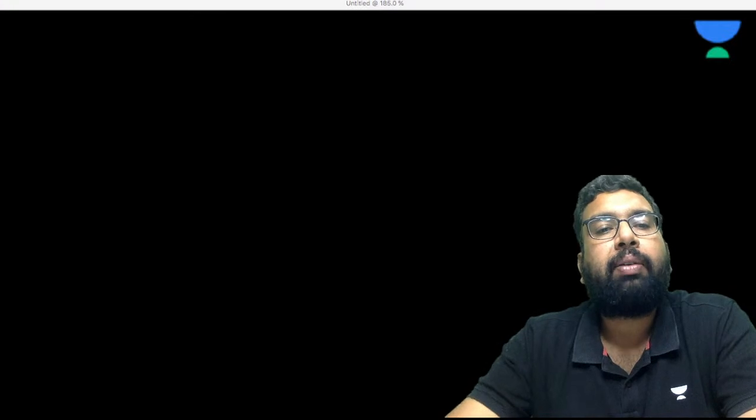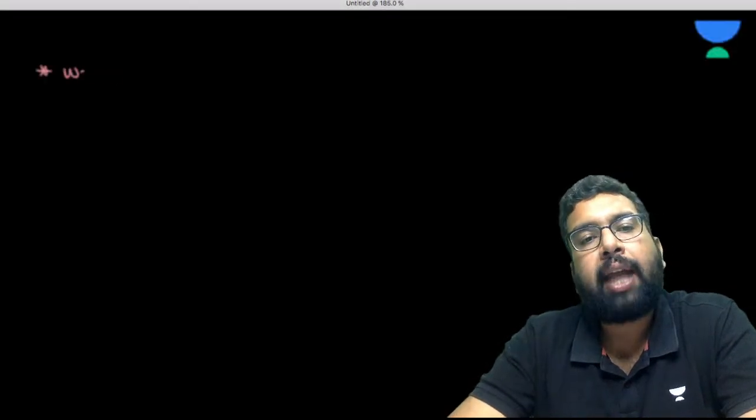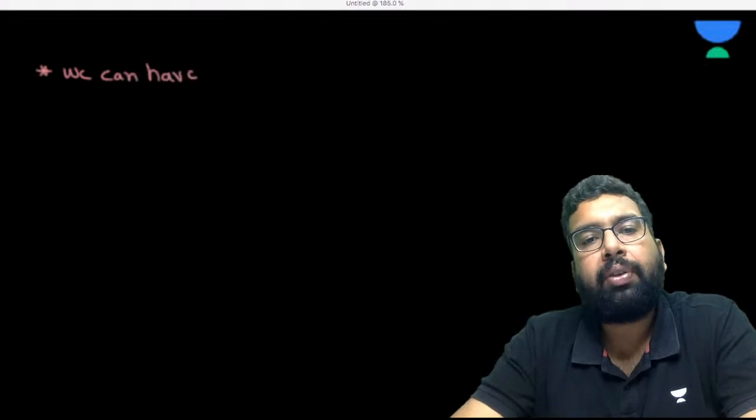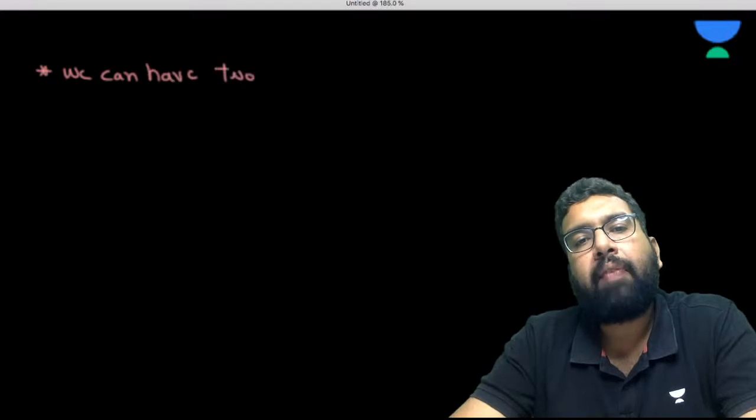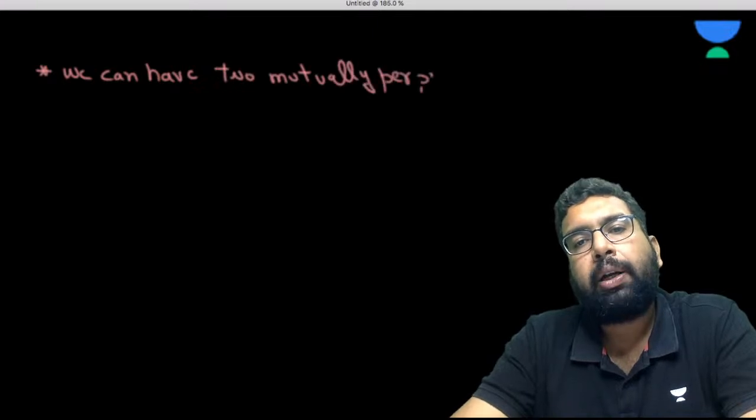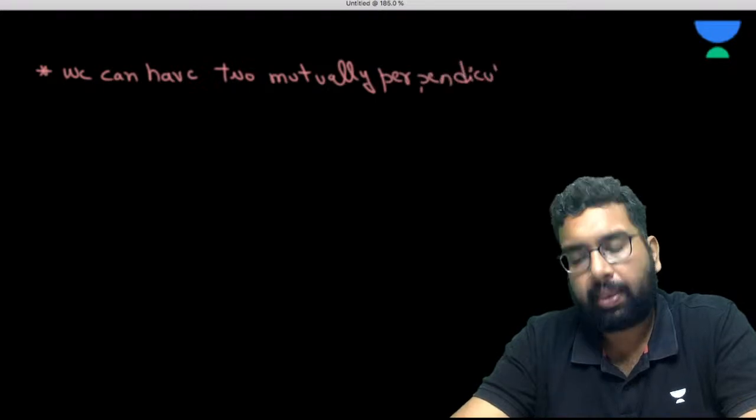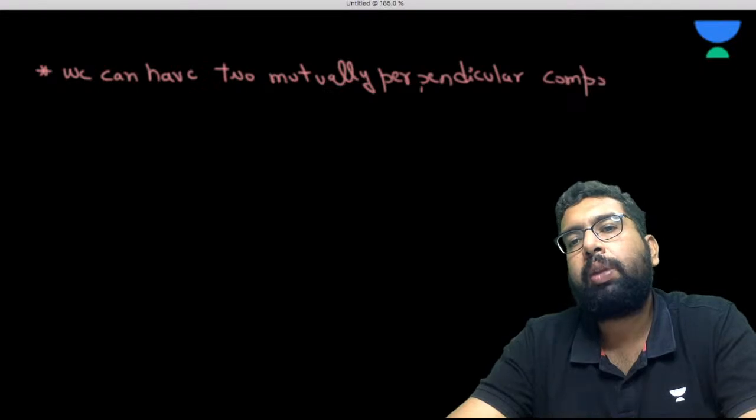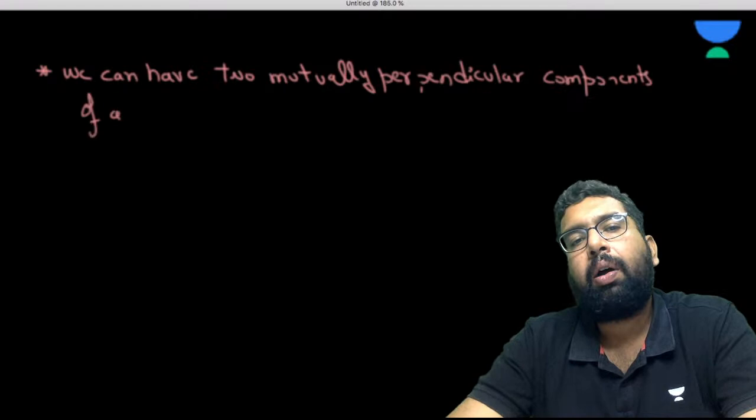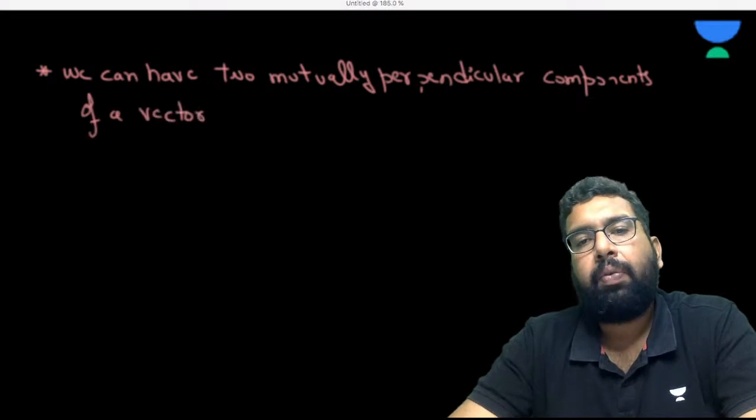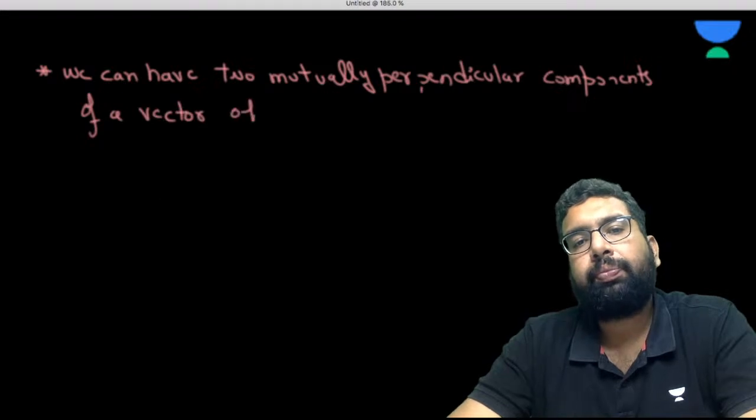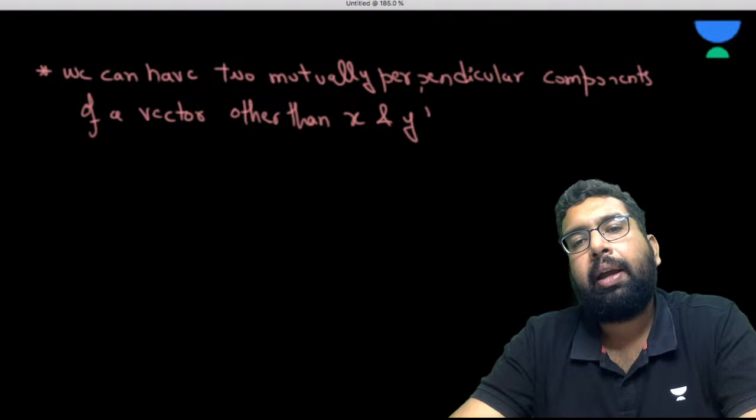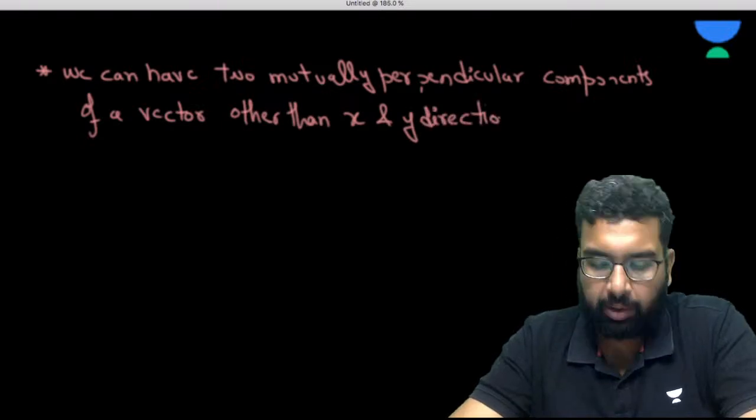So the very important point is that we can have two mutually perpendicular components of a vector other than x and y directions. Okay, so what we can do, sir?